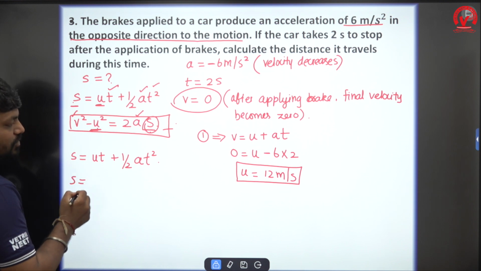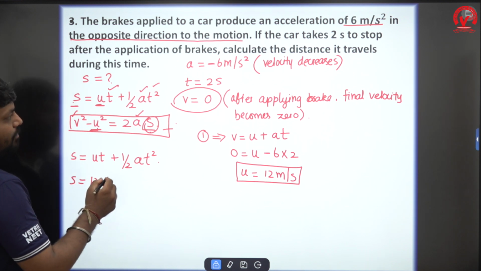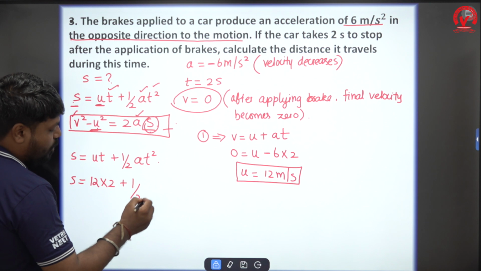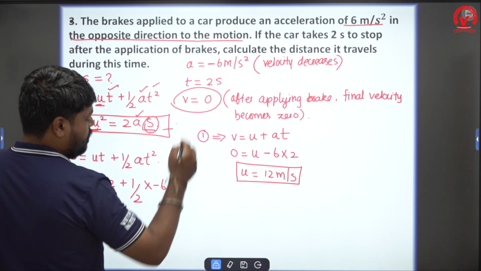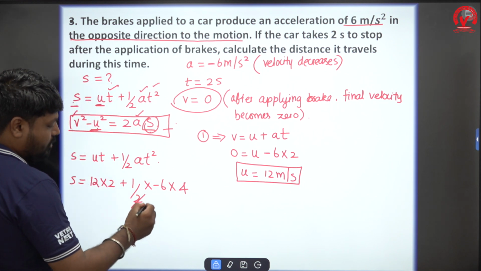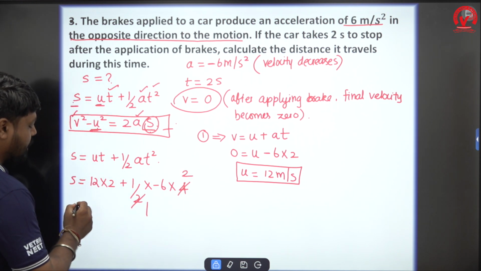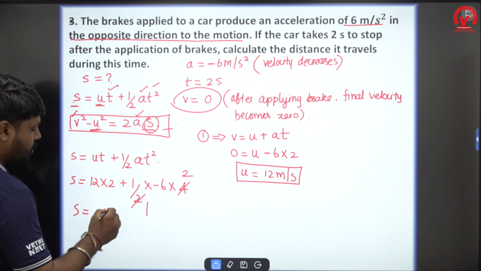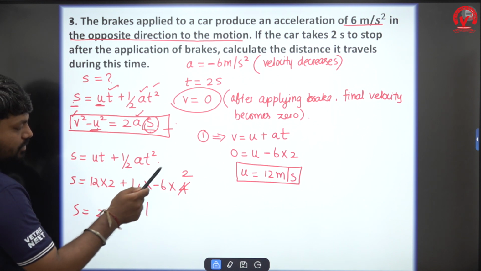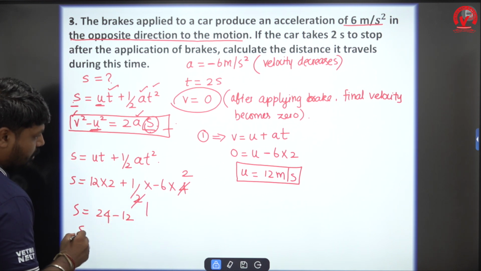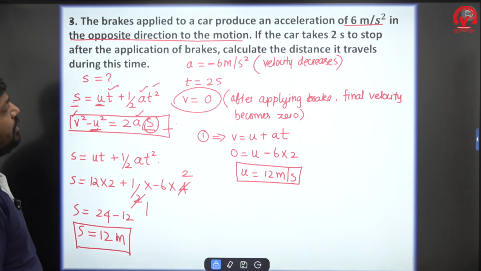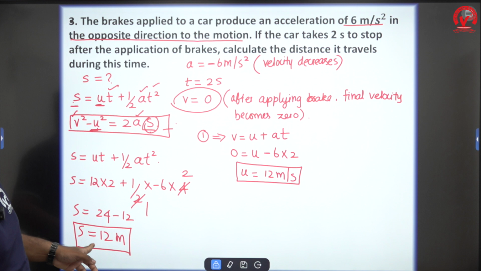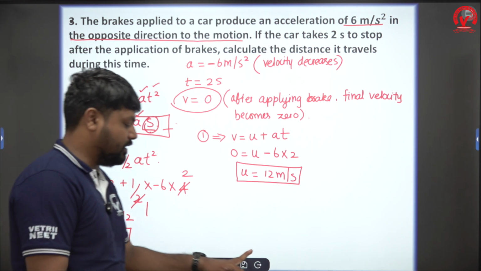So s is equal to u, which is 12, into time, which is 2, plus half into acceleration, minus 6, into t square, which is 4. Half into 4 is 2. So s is equal to 12 into 2, which is 24, plus minus 6 into 2, which is minus 12. So s is equal to 12 meter. This is the answer. The distance traveled during that time is 12 meter. Note this.